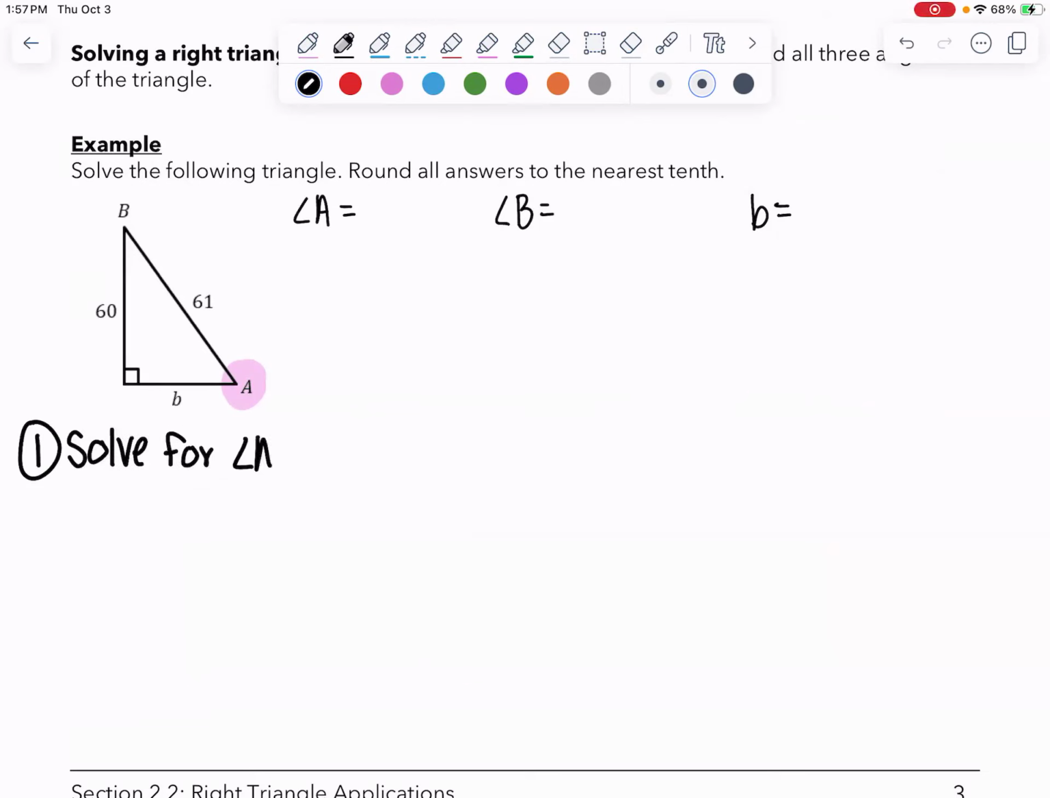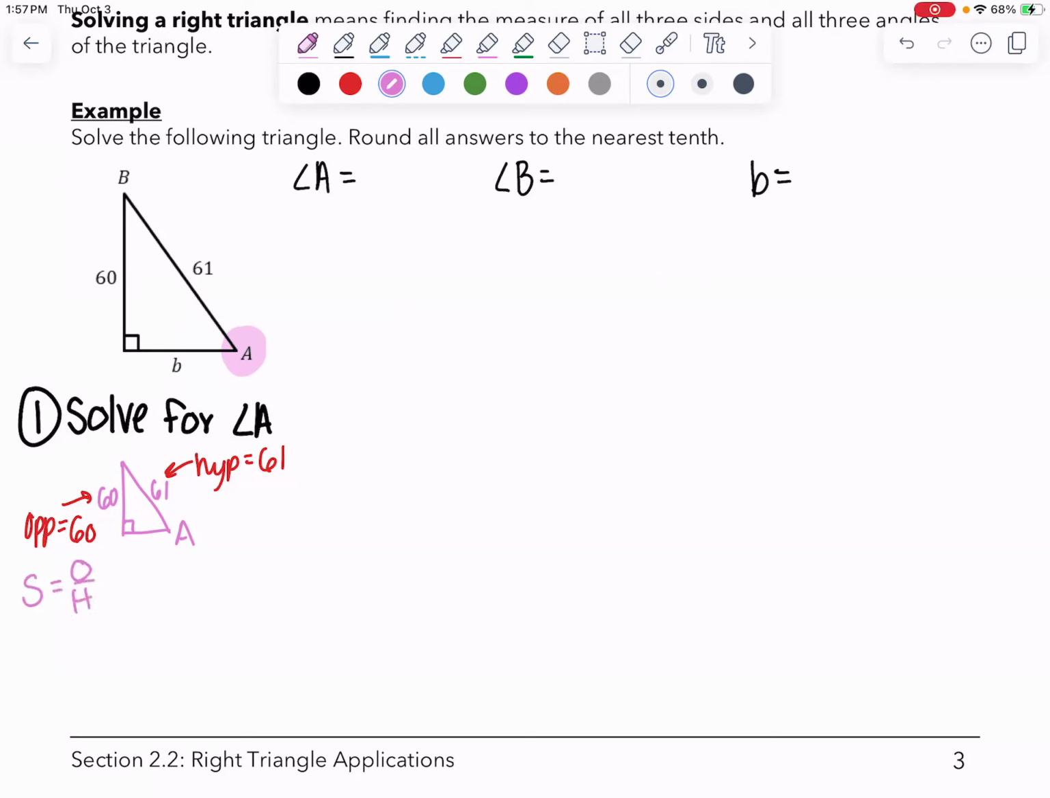So my first step is to solve for angle A. For angle A, we are given two side lengths here. I'm going to do a brief little sketch down here, with sides 61 and 60. And angle A is here. So for angle A, the opposite side is 60. The hypotenuse is 61. So we have opposite and hypotenuse.